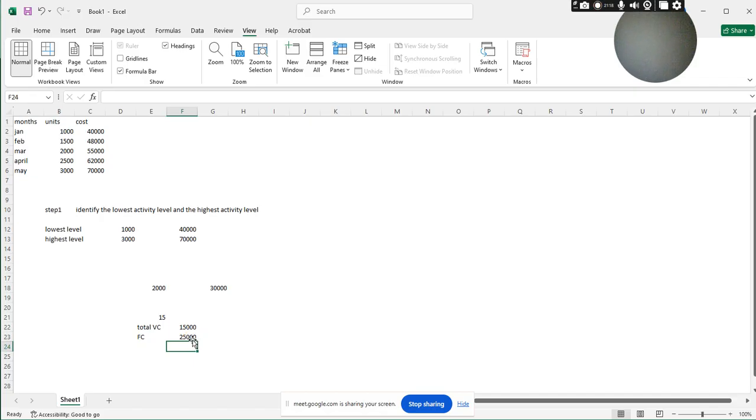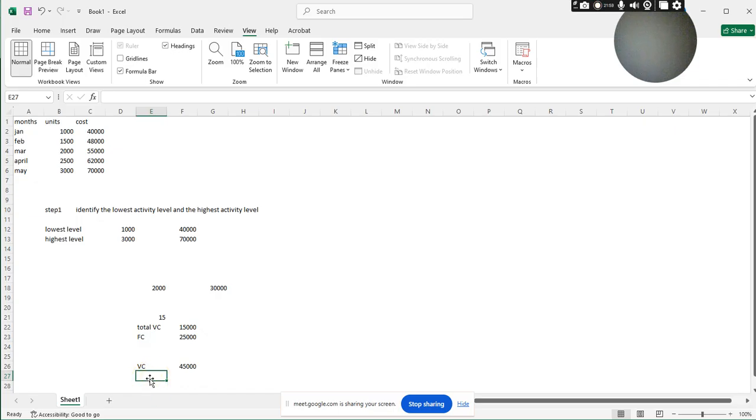Now, how do we know we are correct? Let's do it for the highest activity level. Our variable cost for the highest activity level is equal to this, multiplied by our 3,000. So our variable cost under the highest activity level is 45,000.